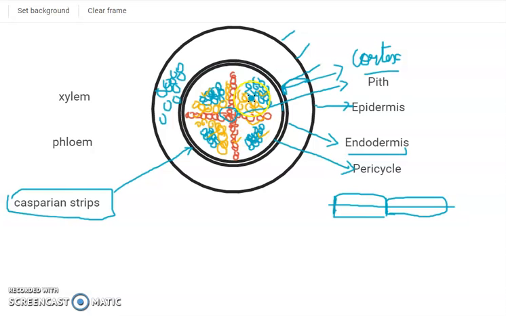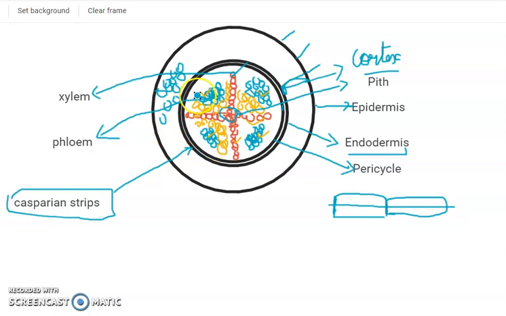Okay, and then let us learn about a special type of tissue which is called conjunctive tissue. What is it? Conjunctive tissue is present between the xylem and phloem. So in this diagram, the red indicates the xylem, and the blue color represents the phloem.